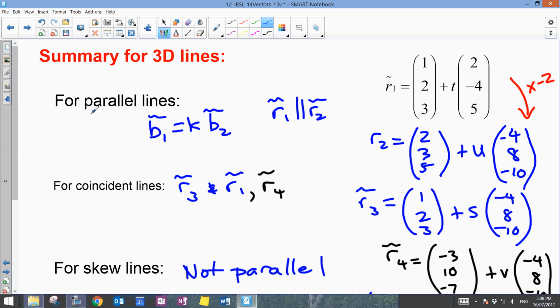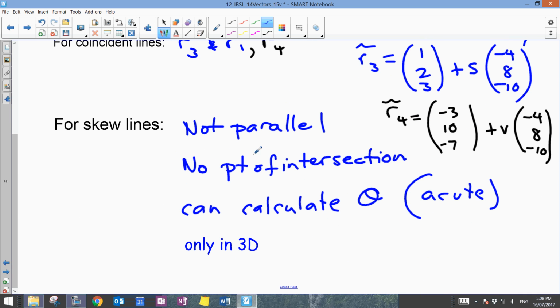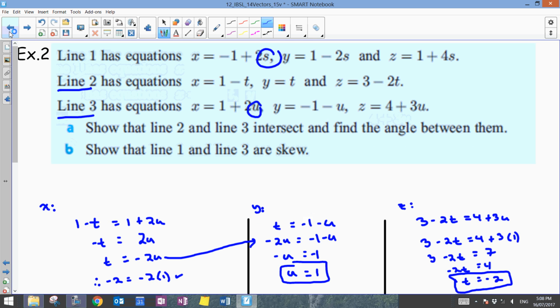So as a summary, again, for lines to be parallel, they need to be equal by a scalar. For them not to be coincident, they cannot share a point. So if they are coincident, then we actually need to make sure that they are set equal to each other, and we will find a point in common. If they are not parallel to each other, there's no point of intersection, we can still calculate an angle, but then they would be skew. And a lot of these questions wind up being in three-dimensional space just because you have that possibility of the lines being skew, and it makes it a little bit more interesting. But same idea goes for our lines in two-dimensional space.